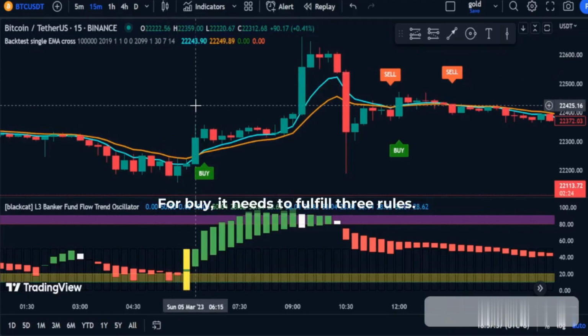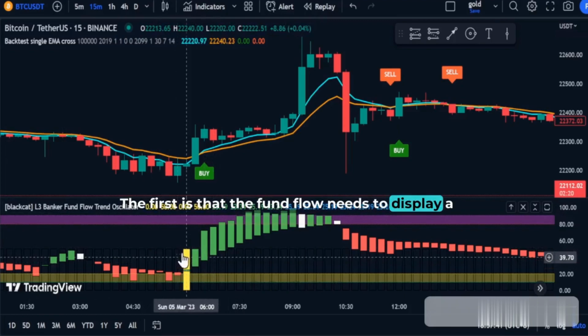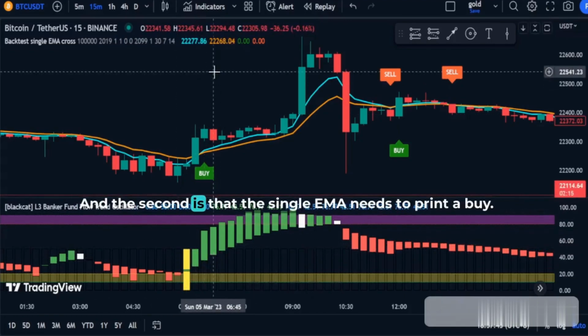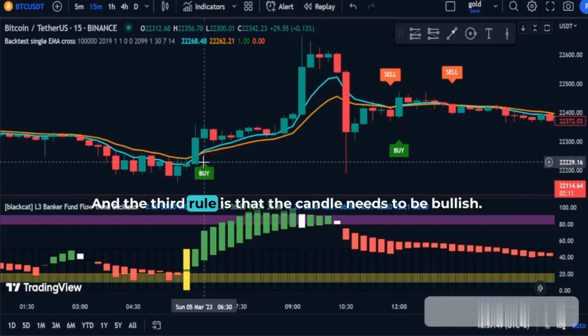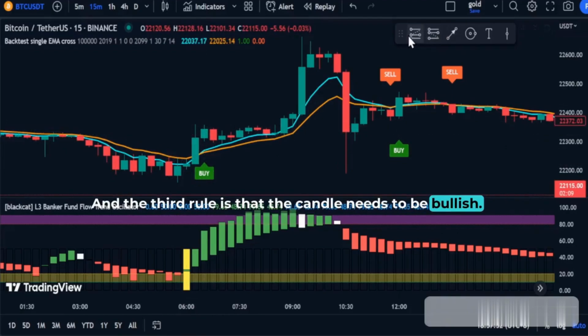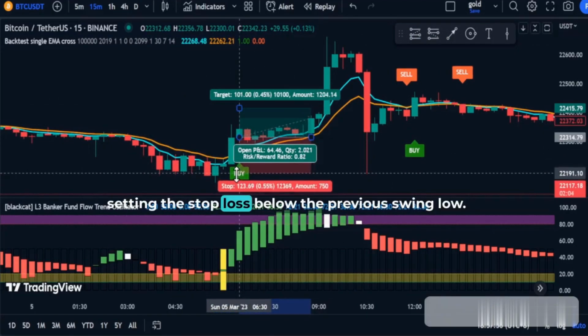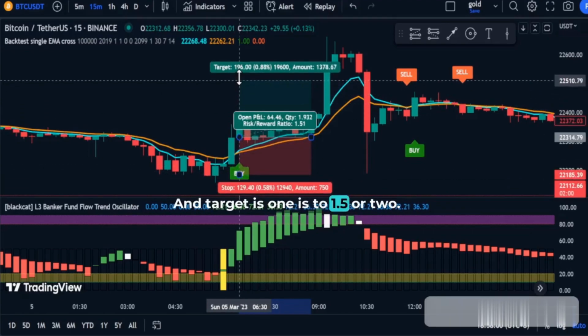For a buy, it needs to fulfill 3 rules. The first is that the fund flow needs to display a yellow candle and then move into the green area. The second is that the single EMA needs to print a buy. And the third rule is that the candle needs to be bullish. So you'll be taking a buy here, and you'll be setting a stop loss below the previous swing low, and the target is 1:1.5 or 2.